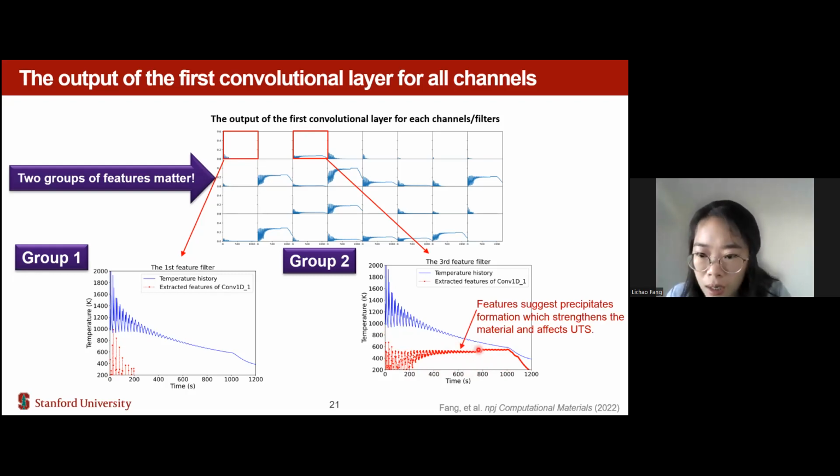For the tail part of the extracted features, we can also see that this period represents the temperature between 800 and 1000 K. That is the temperature range in which some strengthening precipitates will form. That indicates that some precipitates will form, strengthen the material, and affect the mechanical properties.